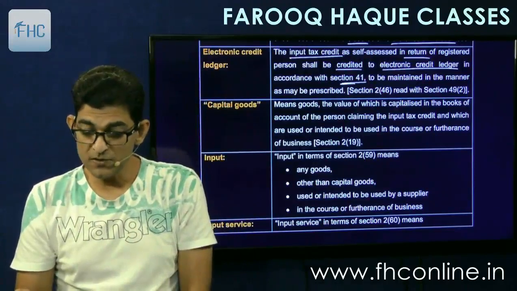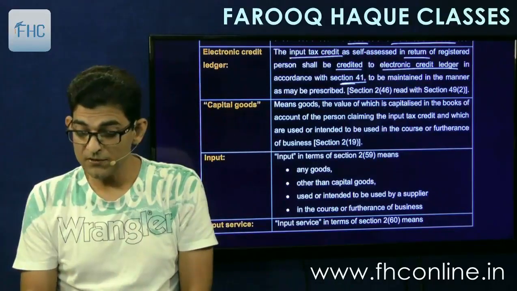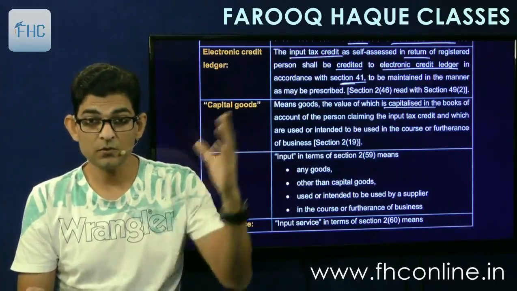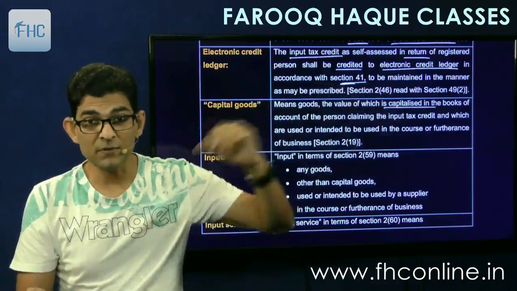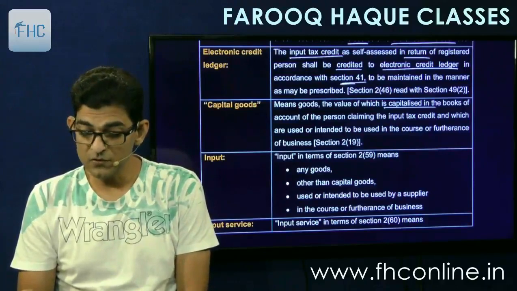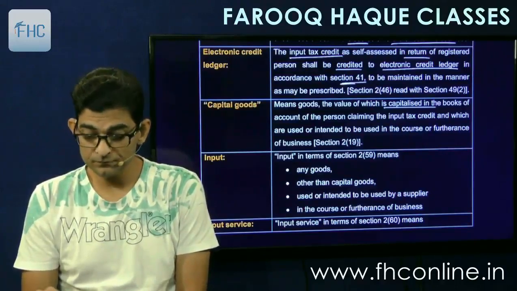Then capital goods means goods the value of which is capitalized in the books of accounts, like furniture, fixture, plant, machinery. They will be called as capital goods. All the expenses that we capitalize in the books of accounts, claiming the input tax credit, and which are used or intended to be used in the course of furtherance of business.